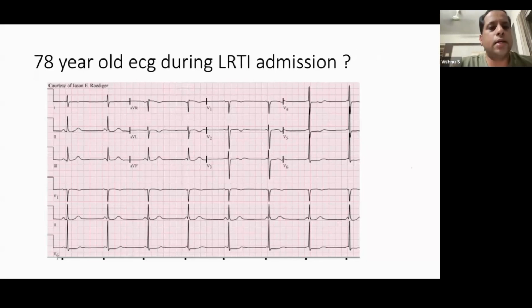This is a 78-year-old's ECG that came in the ward during admission. What is the diagnosis? Can anyone tell the diagnosis? Read the ECG. Tell the diagnosis.